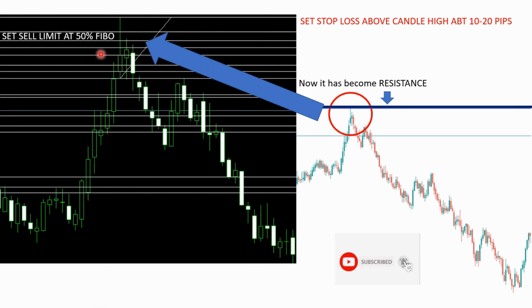So this is the 50% Fibo, this line. And I suggest you set the stop loss above the candle high. See the high of the candle here. Perhaps you can set 50 pips or 20 pips above.